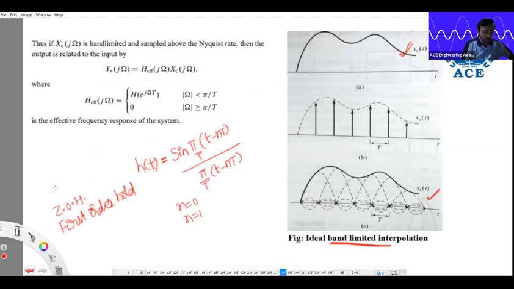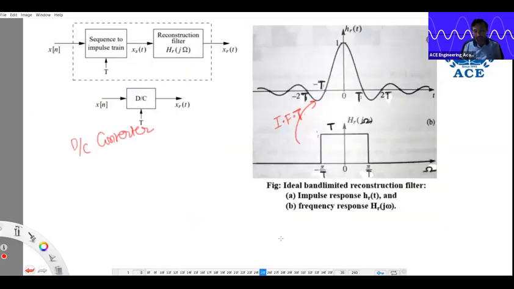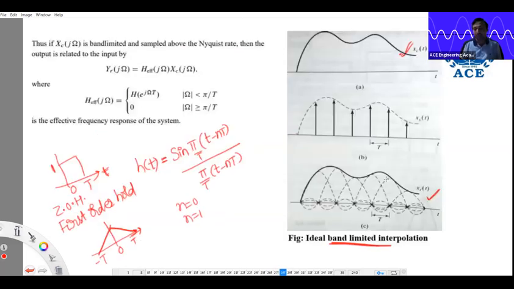Zero order hold circuit, how have you drawn it? A rectangular pulse of width T with a sinc spectrum. What is the first order hold circuit? A triangular pulse with a sinc square spectrum. Correct? This is ideal band limited interpolation. The reason is the rectangle: a rectangle in the frequency domain becomes a sinc pulse in the time domain. So this is ideal reconstruction. Practically, with circuits, we use a zero order hold circuit and a first order hold circuit for recovery.